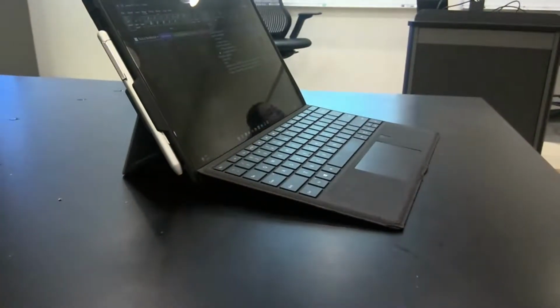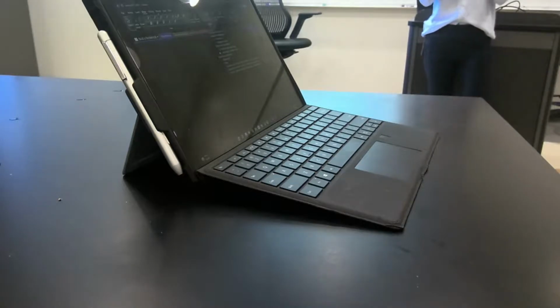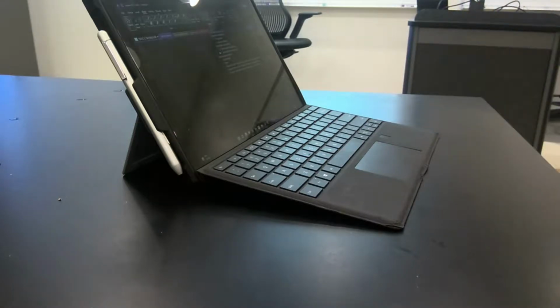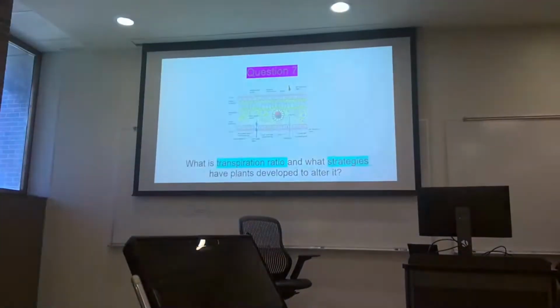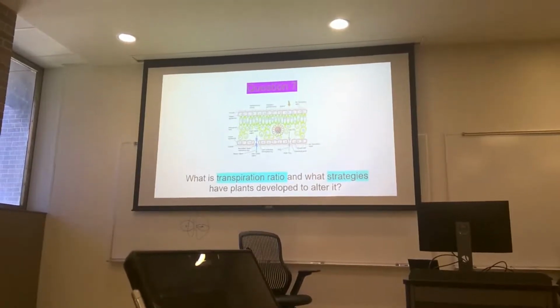Because if I don't open my stomata a lot, they have no control over how much CO2 is in the environment. So they can decide, I'm going to open this more or less. But on average, if we take the same plant species, they will have an average transpiration ratio. That's something that a plant species cannot modulate.